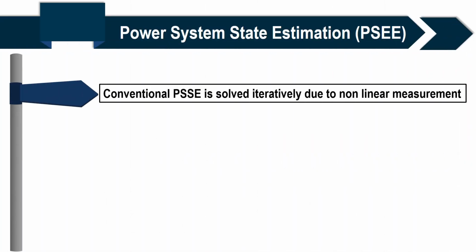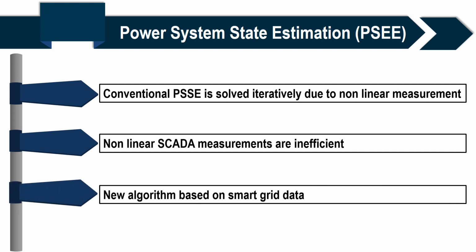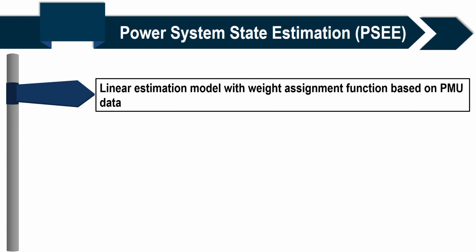Conventional power system state estimation is solved iteratively due to non-linear measurements. And these non-linear measurements used to be acquired from SCADA data, which was pretty inefficient. But now, with the deployment of different sensors and new algorithms, it is possible to perform the power system state estimation in a much better way. A linear estimation model with a weight assignment function relying on PMU data can provide power system state estimation.